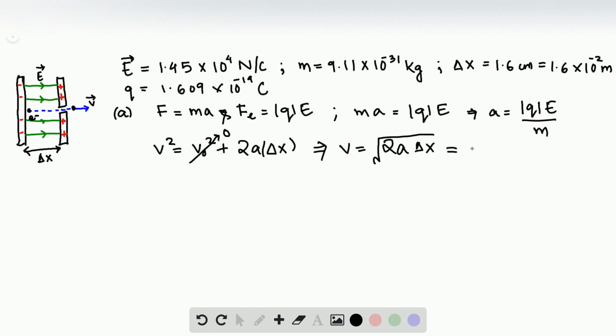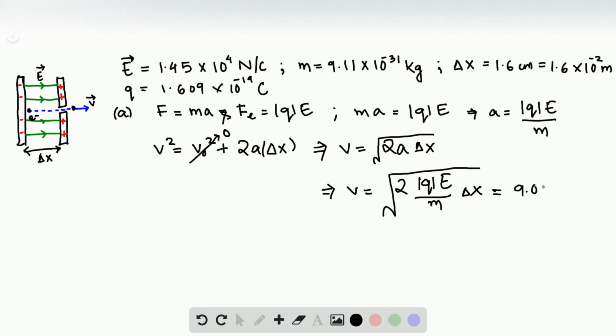Now this gives velocity squared to be 2 times a times delta x, and this is equal to 2 times the magnitude of the electric charge times electric field over m times delta x. And this gives the value of the velocity to be 9.03 times 10 to the power 6 meter per second.